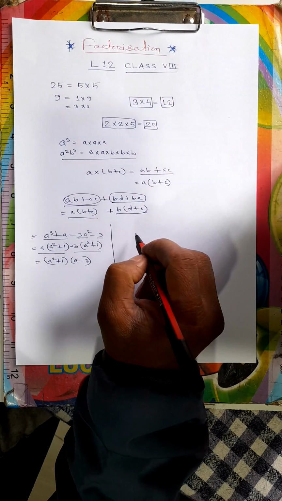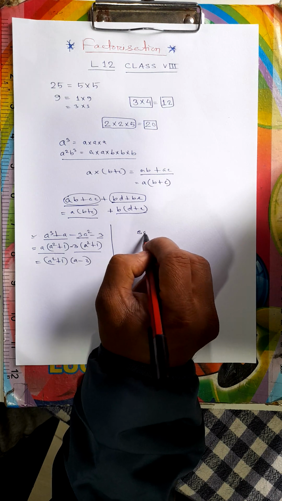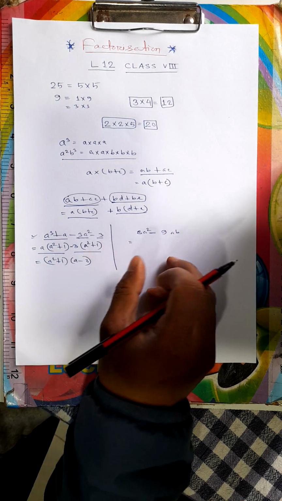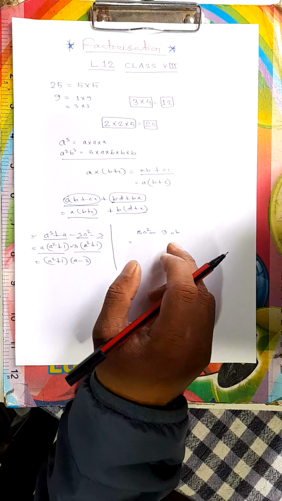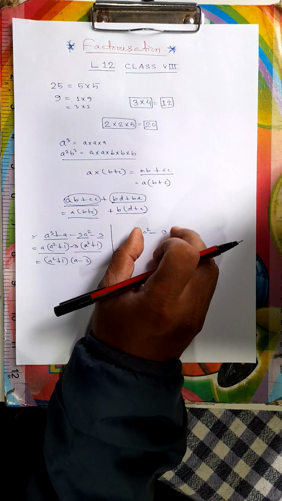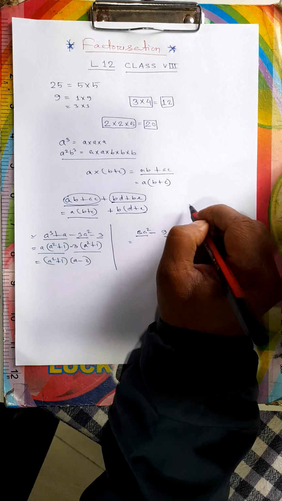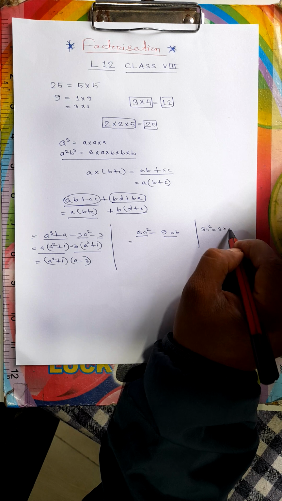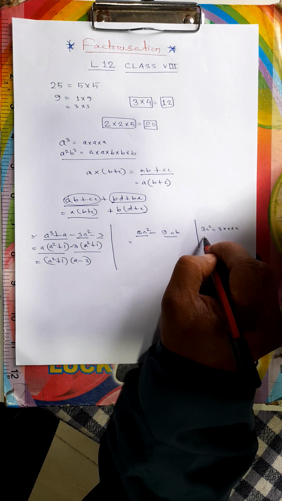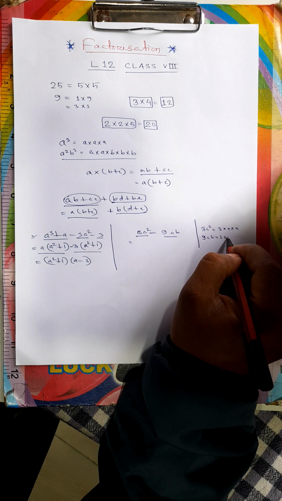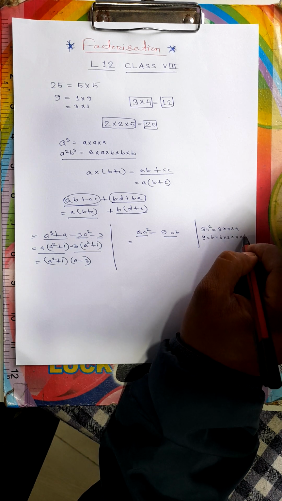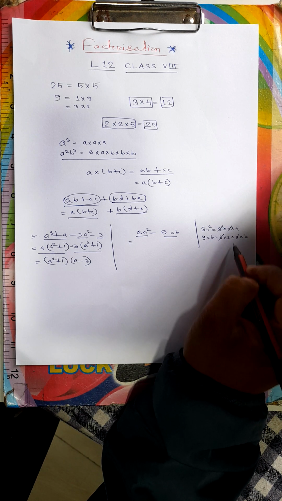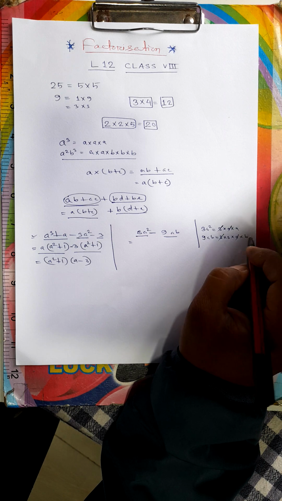Similarly, one more example, say you consider 3a square minus 9ab. So how will you factorize this? What can be the maximum common factor in both these two terms? You see the first term, 3a square, can be written as 3 into a into a. The second term 9ab means 3 multiplied by 3 multiplied by a multiplied by b. So what are the common factors here? 3, then a, right? So 3a is the common factor.